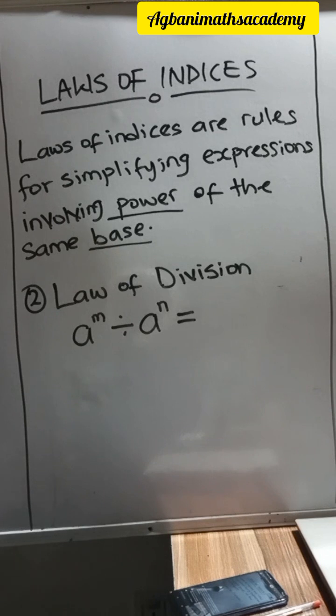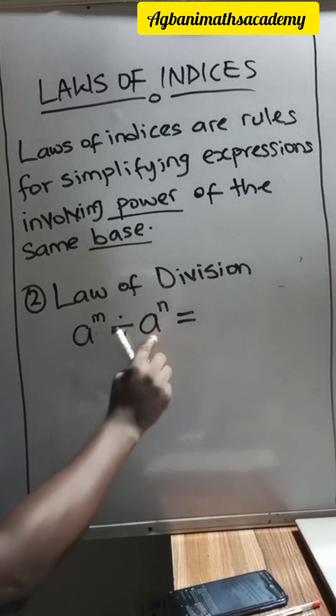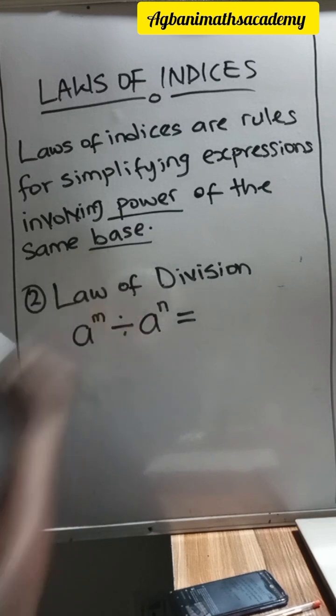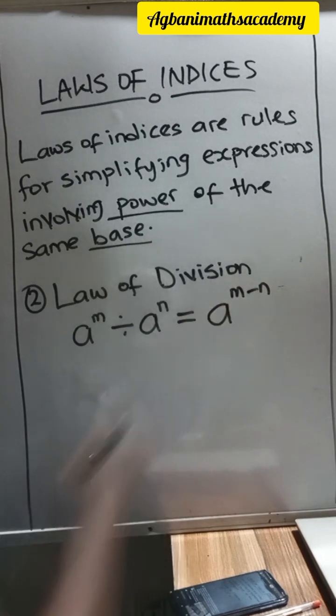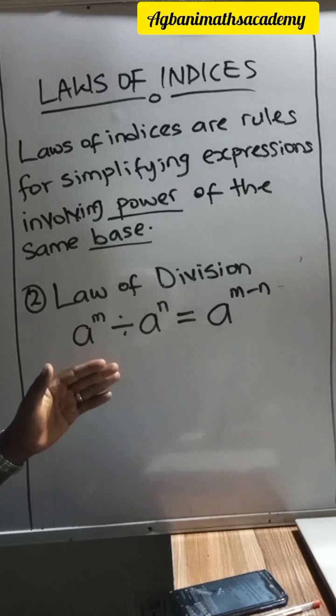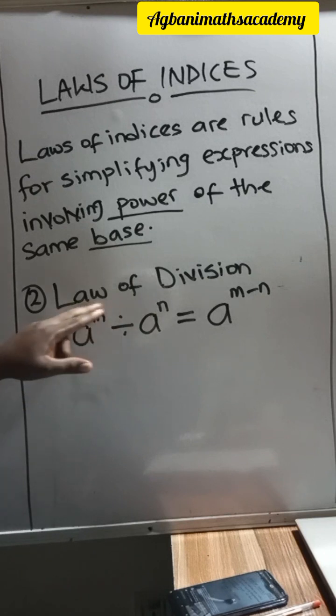So when we are multiplying, we added the powers. Therefore, when we are dividing, we are going to subtract the powers. So when you are having a division here, remember the bases are the same, then you are going to subtract the power. So this is going to be a to the power of m minus n. So that's what the law of division states. When the bases are the same and you're dividing, all you need to do is subtract the powers.